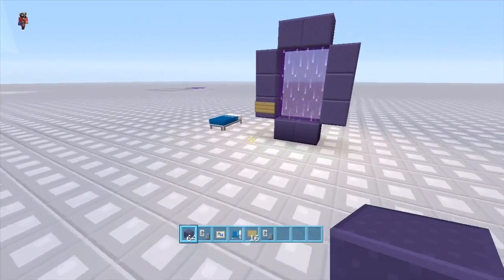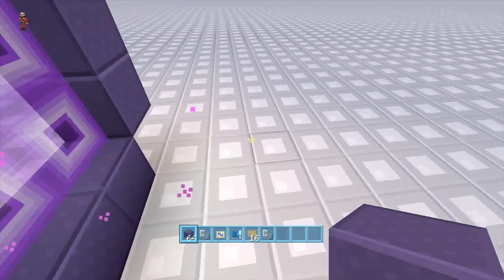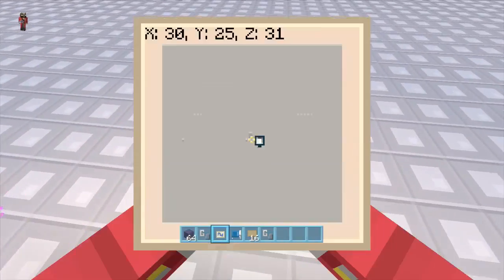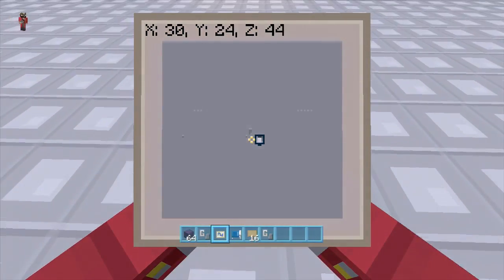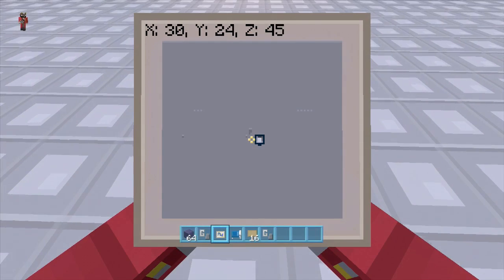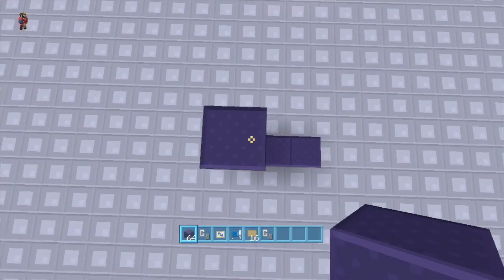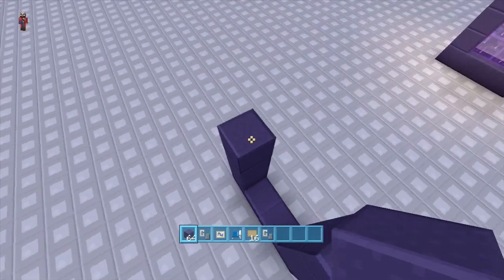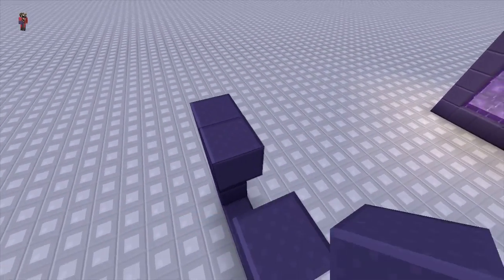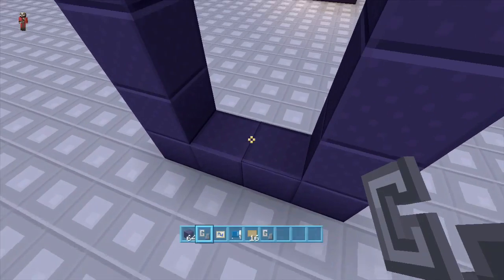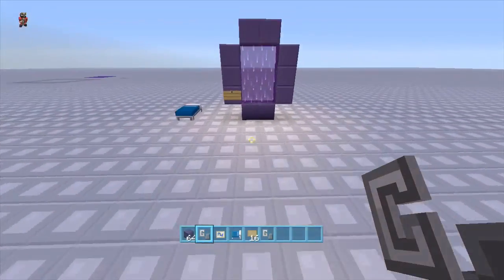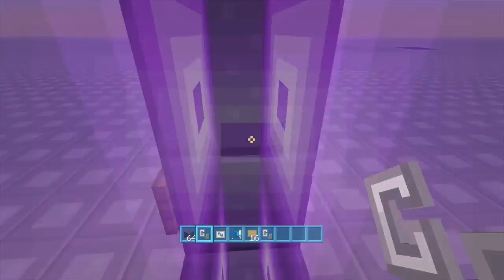And to show you guys even further, I'm going to build a portal here. Let's make it in between these. Alright, so I'm going to build this portal here. I'm going to light it. I'm not going to go through it. I'm going to go through just my bed one.